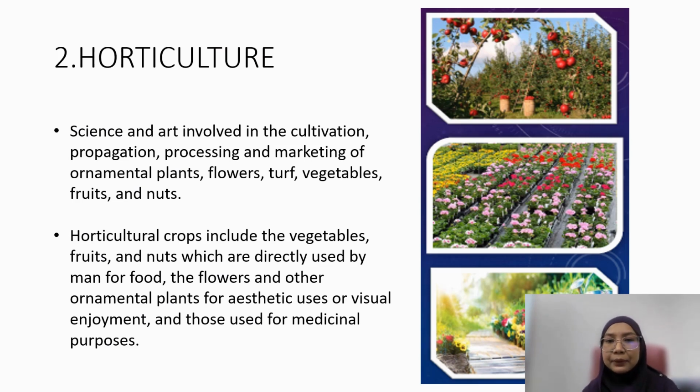Horticulture, basically we can see that most flowers are horticulture. It is the science and art involved in the cultivation, propagation, processing, and marketing of ornamental plants, flowers, vegetables, fruits, and nuts. Horticulture includes vegetables, fruits, and nuts which are directly used by humans for food, flowers or other ornamental plants for aesthetic use or visual enjoyment, and those used for medicinal purposes. It means people tend to plant flowers for the view, for the aesthetic and visual enjoyment, and also for medicinal purposes.